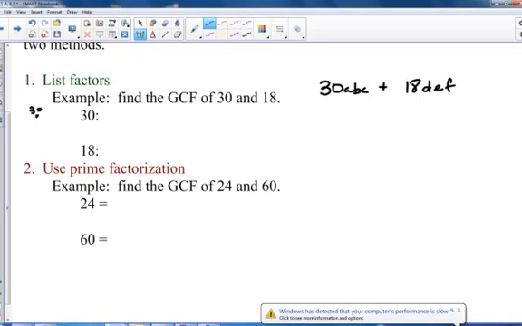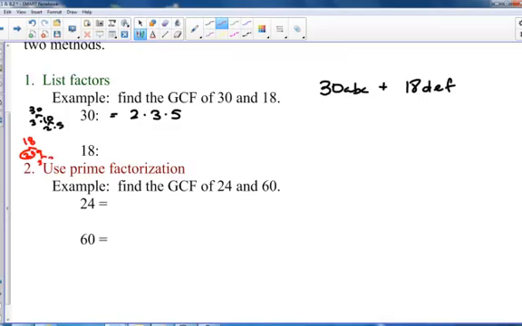So 30 is 3 times 10, and 10 is 2 times 5. So 30's prime factorization is 2 times 3 times 5. 18's prime factorization is 2 times 9, and 9 is 3 times 3. So it's 2 times 3 times 3. Now, in common, these have a 2 and a 3. So the greatest common factor is the things that they have in common multiplied, so that is 6.